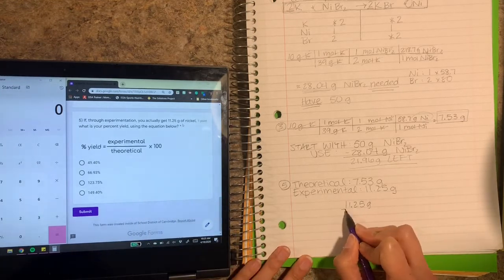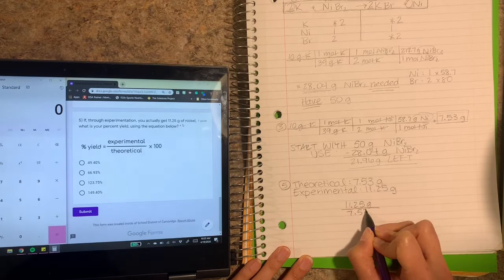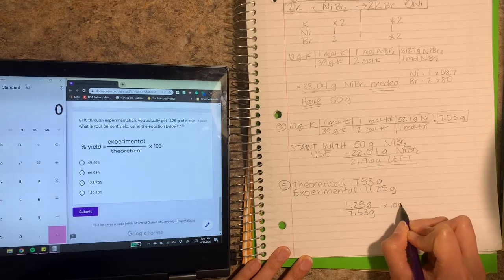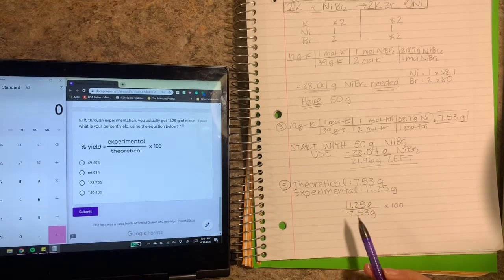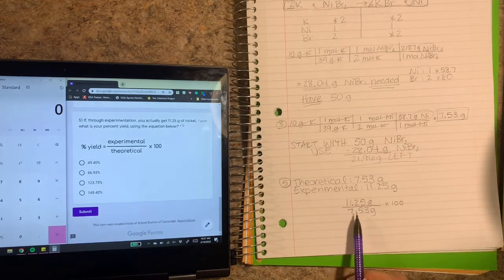So to find our percent yield, we take our experimental, which is 11.25, divided by our theoretical, times 100. Now, before you even plug that into a calculator, you should be able to tell that this is going to be over 100%. If I got out way more than I was supposed to, that's going to be over 100%. You can think of it like a grade. If you received an 11 out of 7 on an assignment or a test, that means that you got more points than was possible, which means that you have over 100%.